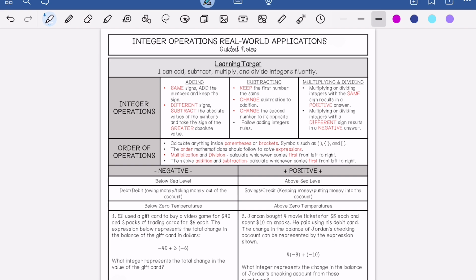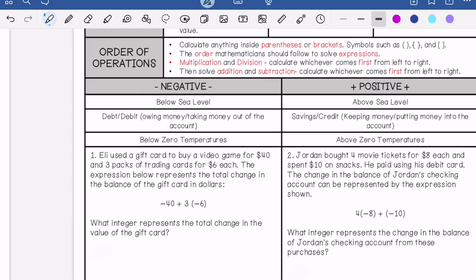And then just some keywords for negatives: below sea level, debt, below zero, refund, buying something. Positive would be like above sea level, saving something, refund, above zero.